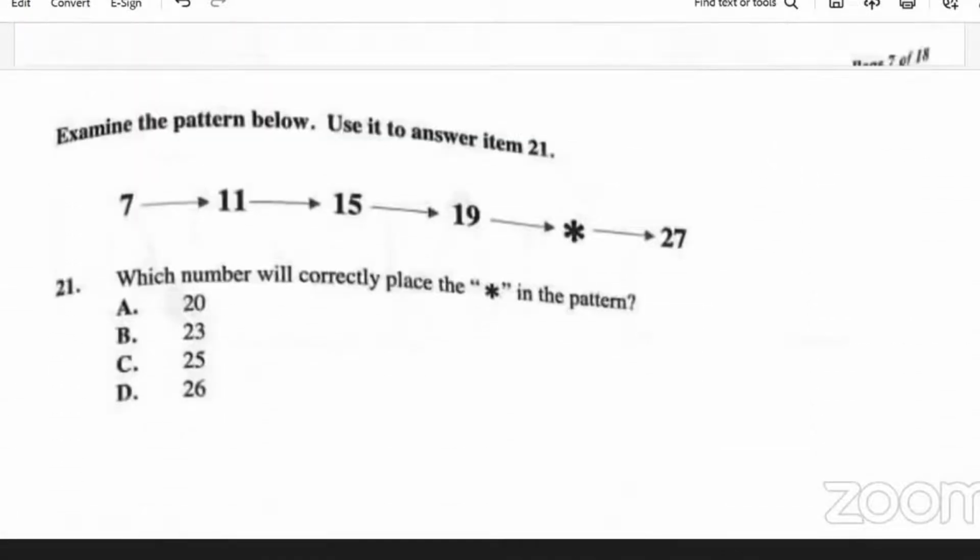All right, so let's get to 21. Examine the pattern below, use it to answer item 21. Well, we are now at the second half of the paper. So let's go. All right, so for question 21, which number will correctly replace the asterisk in the pattern? 7, 11, 15, 19, asterisk, and then 27.